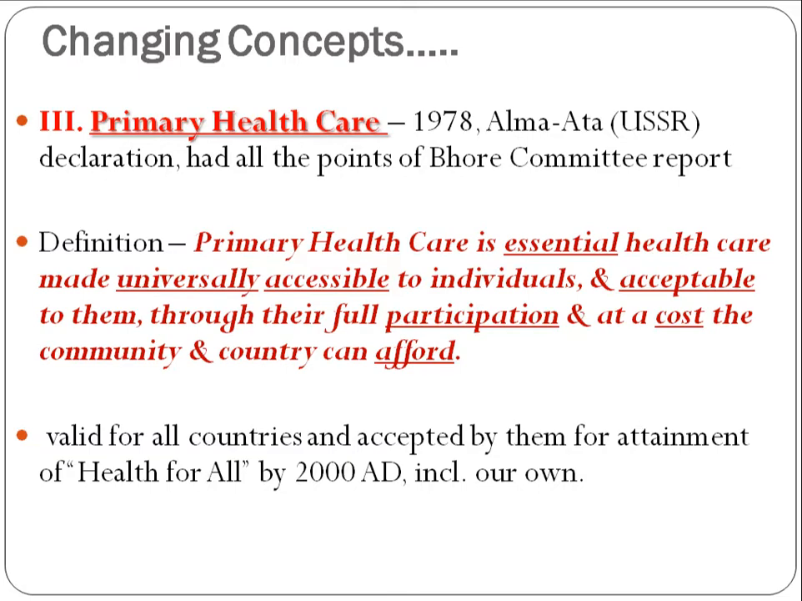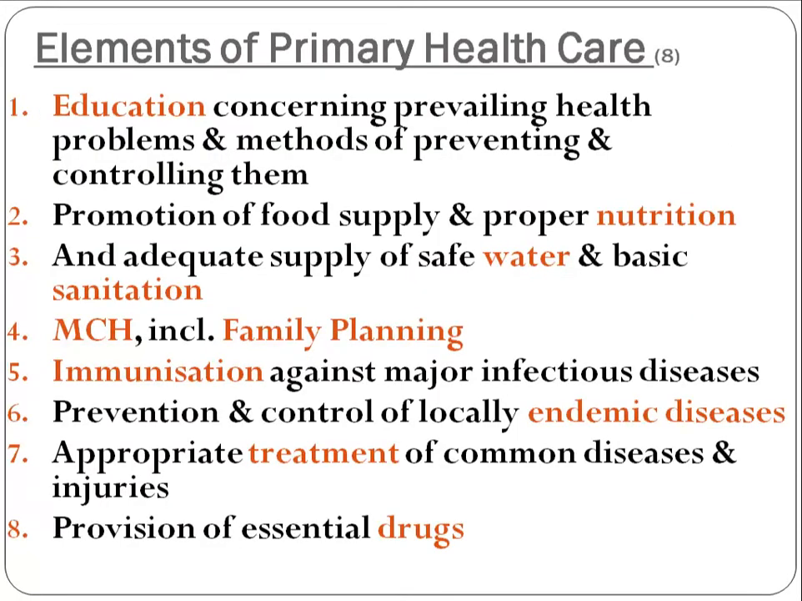Including India, our country could never achieve health for all by 2000. Certain countries, the advanced countries, achieved, and they are now reaping the benefits. But we then had the Millennium Development Goals and the Sustainable Development Goals. The elements of primary healthcare are 8. This is an exam question, could be a short note, or could be a part of the long question.